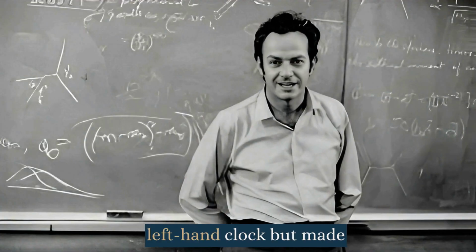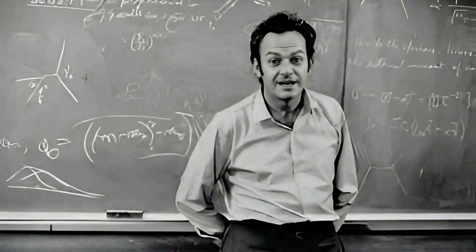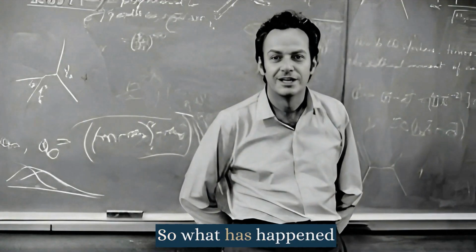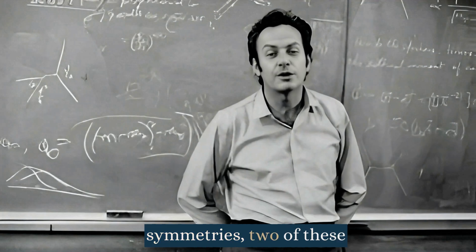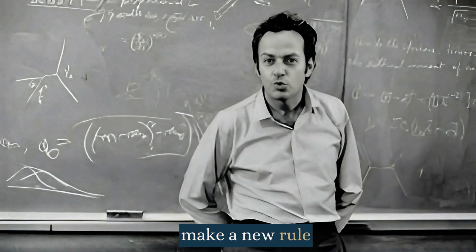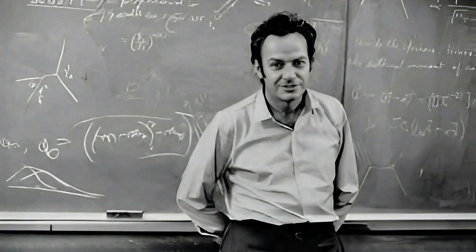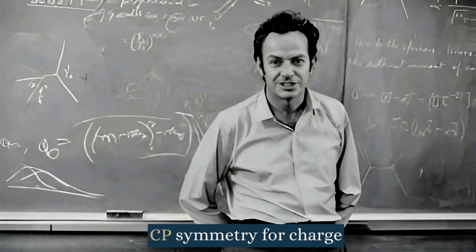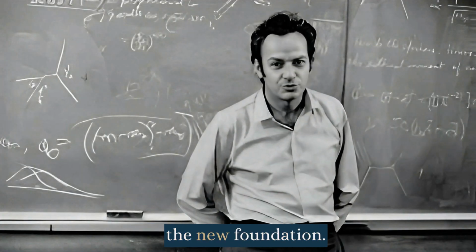If we made a left-hand clock but made it out of the other kind of matter, antimatter instead of matter, it would run in the same way. So what has happened is that instead of having two independent rules in our list of symmetries, two of these rules go together to make a new rule, which says that matter to the right is symmetrical with antimatter to the left. This combined symmetry, called CP symmetry, for charge conjugation and parity, became the new foundation.